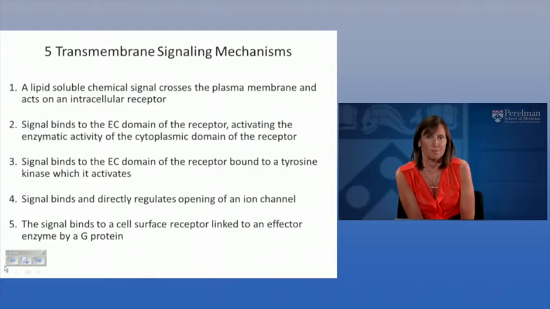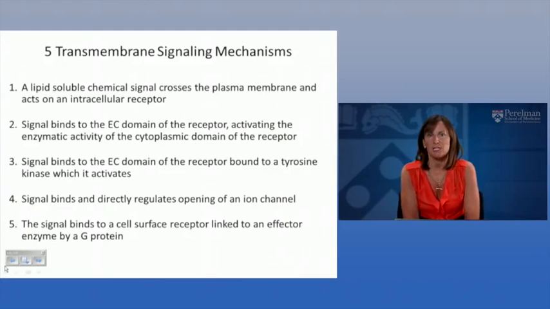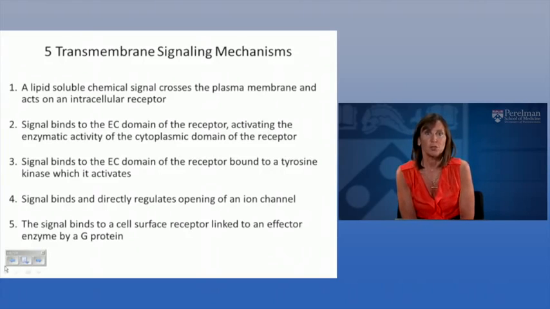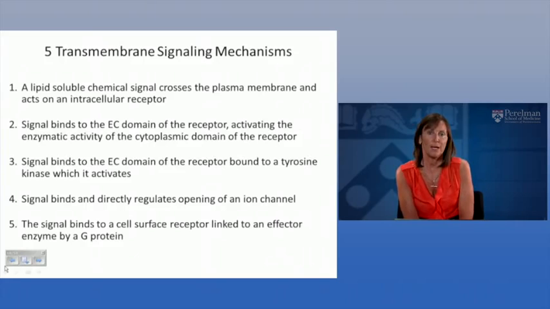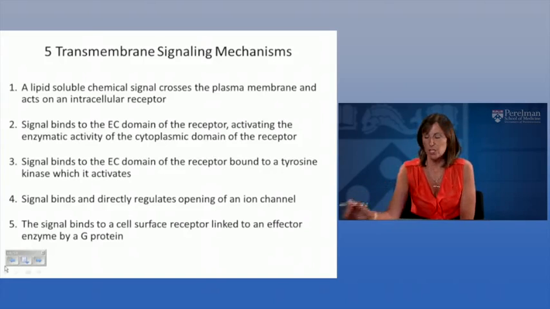So what are these receptors? Well, there are essentially 5 distinct types of receptors and signaling mechanisms involved in agonist and response relationships. The first of these, a lipid-soluble chemical signal, crosses the plasma membrane and acts on an intracellular receptor. 2 and 3 involve a signal binding to the extracellular domain of a receptor, causing an intracellular activation of signaling pathways. Number 4, it's where a signal binds and directly regulates a channel on the surface of a cell membrane. And then finally, a signal binds to a cell surface receptor, which is a G-coupled protein. We're going to delve into each of these and give you examples from human biology.